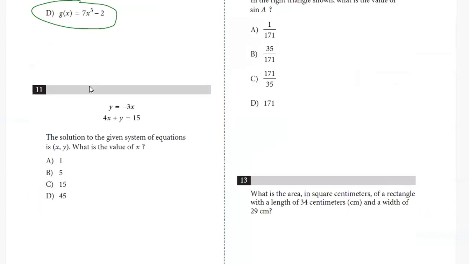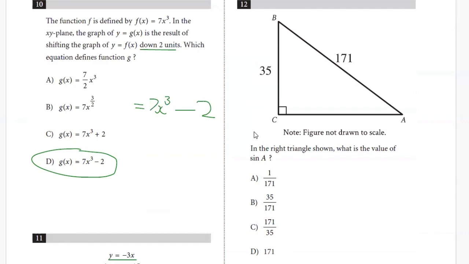11. The solution to the given system of equations is x, y. What is the value of x? Since y is explicitly given as minus 3x, I'll plug it in. You'll get 4x minus 3x is equal to 15. So for 11, the correct answer is 15.